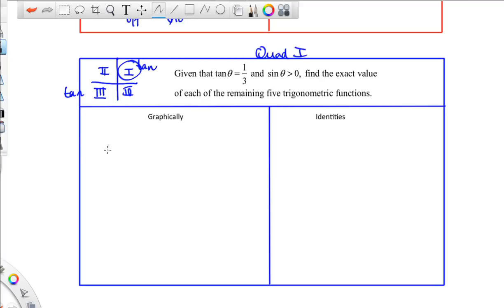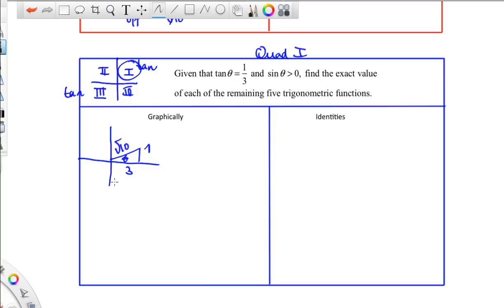Okay, so graphically it looks like this. The tangent of theta is 1 over 3. The tangent is opposite 1 over adjacent, so that's 3. Don't think that this is the square root of 2. It looks like it, but 3 squared is 9 plus 1 is 10, so this is the square root of 10. So we're not in the unit circle here. Okay, so there's the angle.